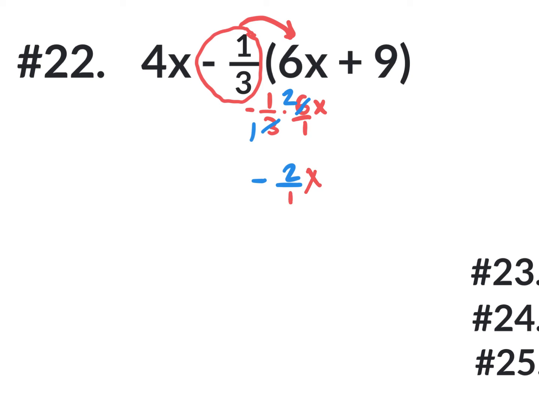So what do we really have here? We have a negative 2 over 1x. You don't need to put a number over 1. Anything divided by 1 is itself. So I really have a negative 2x, okay? Now let's distribute over here.